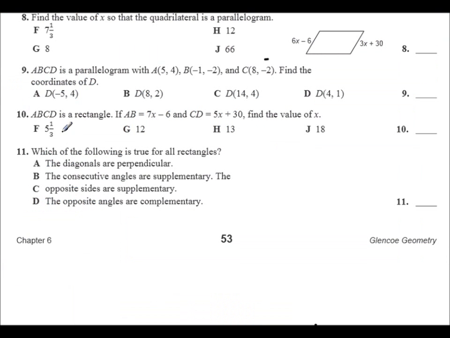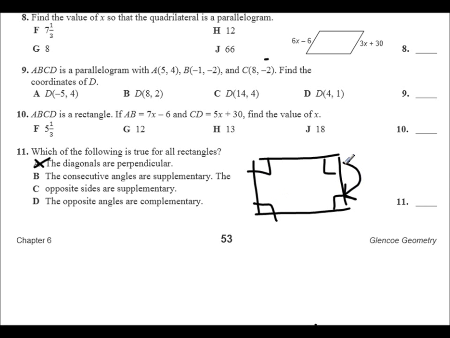Okay, number 11, which of the following is true for all rectangles? The diagonals are perpendicular. Well, that's a rhombus, so that's not true for all rectangles. The consecutive angles are supplementary. Well, because a rectangle is a parallelogram, then the consecutive interior angles are supplementary. So this is true for all rectangles.